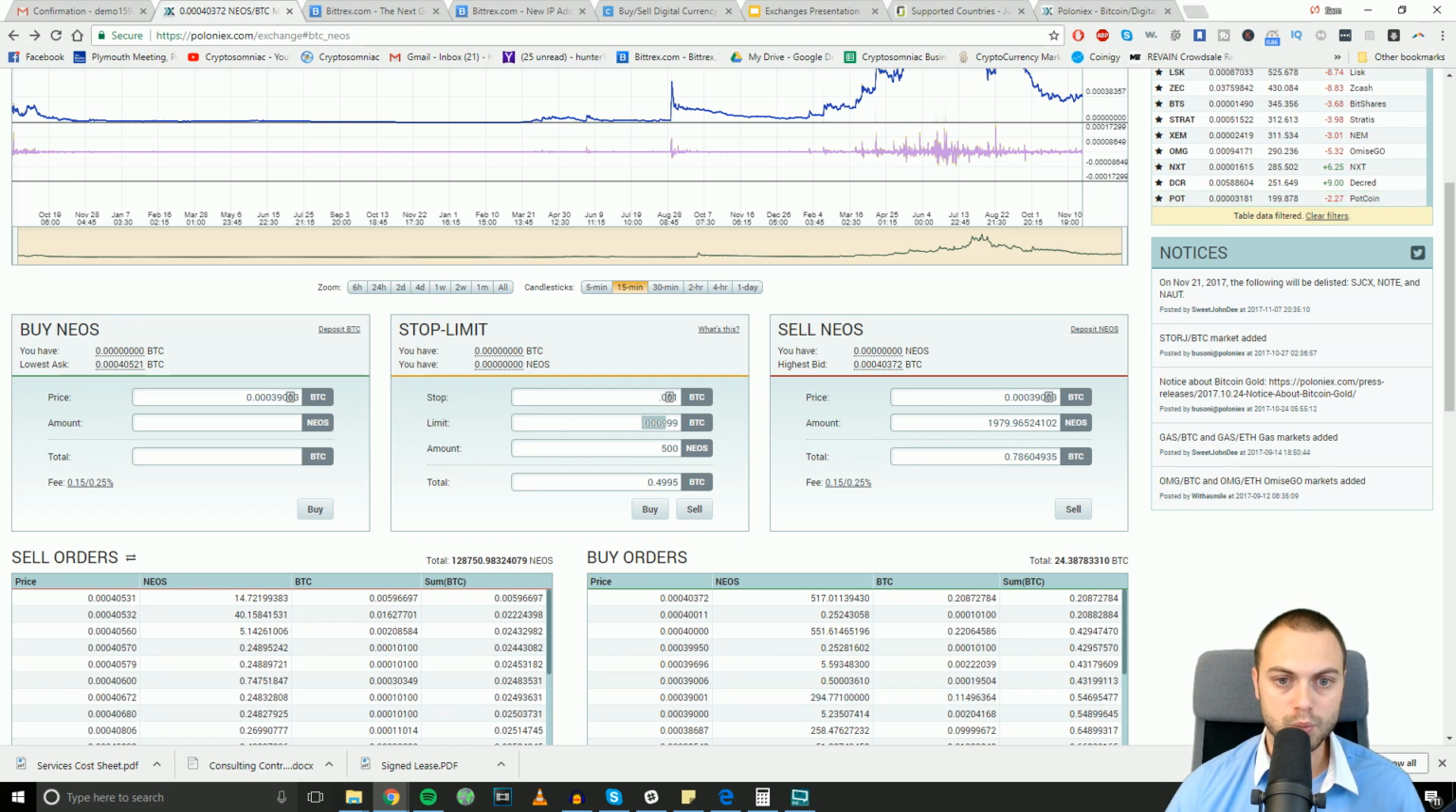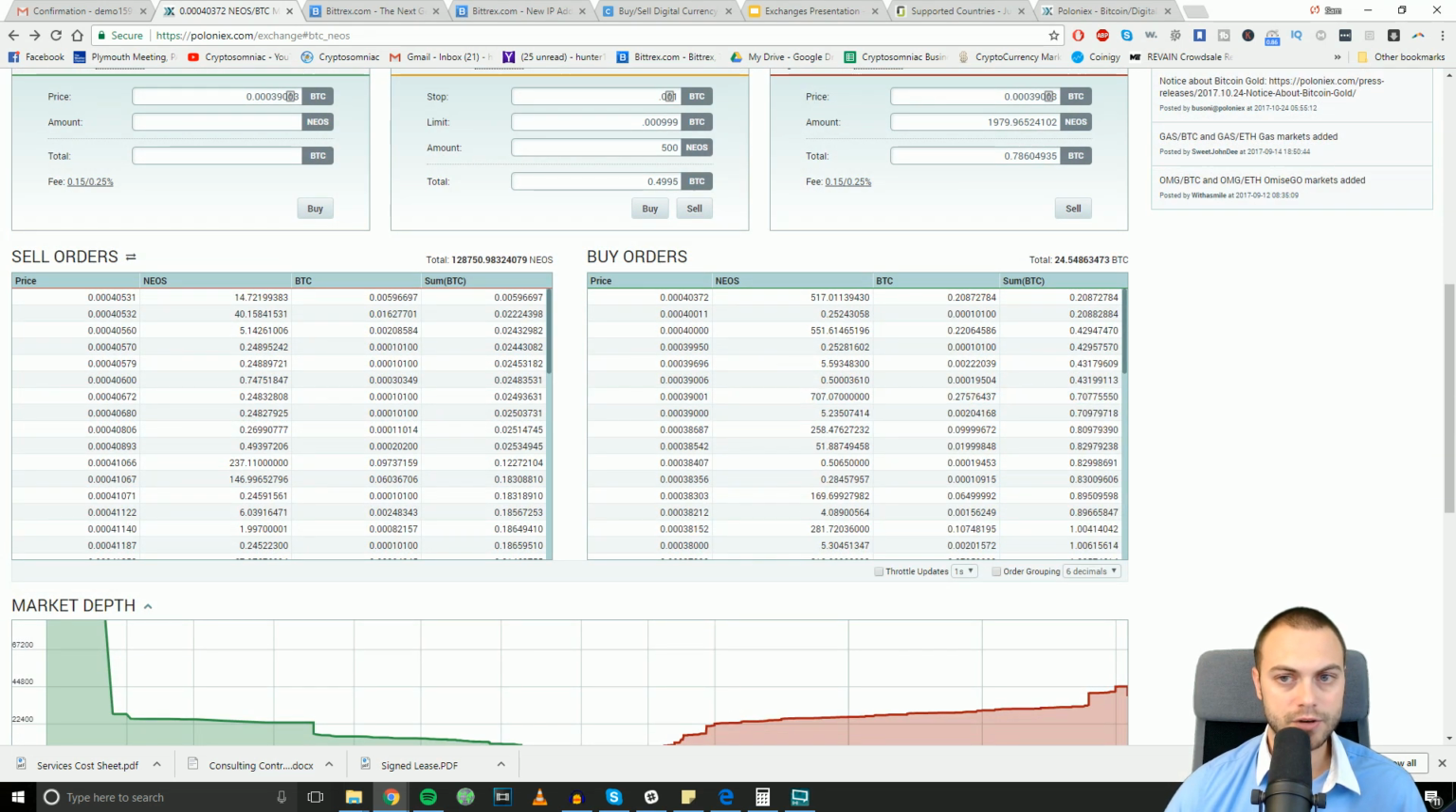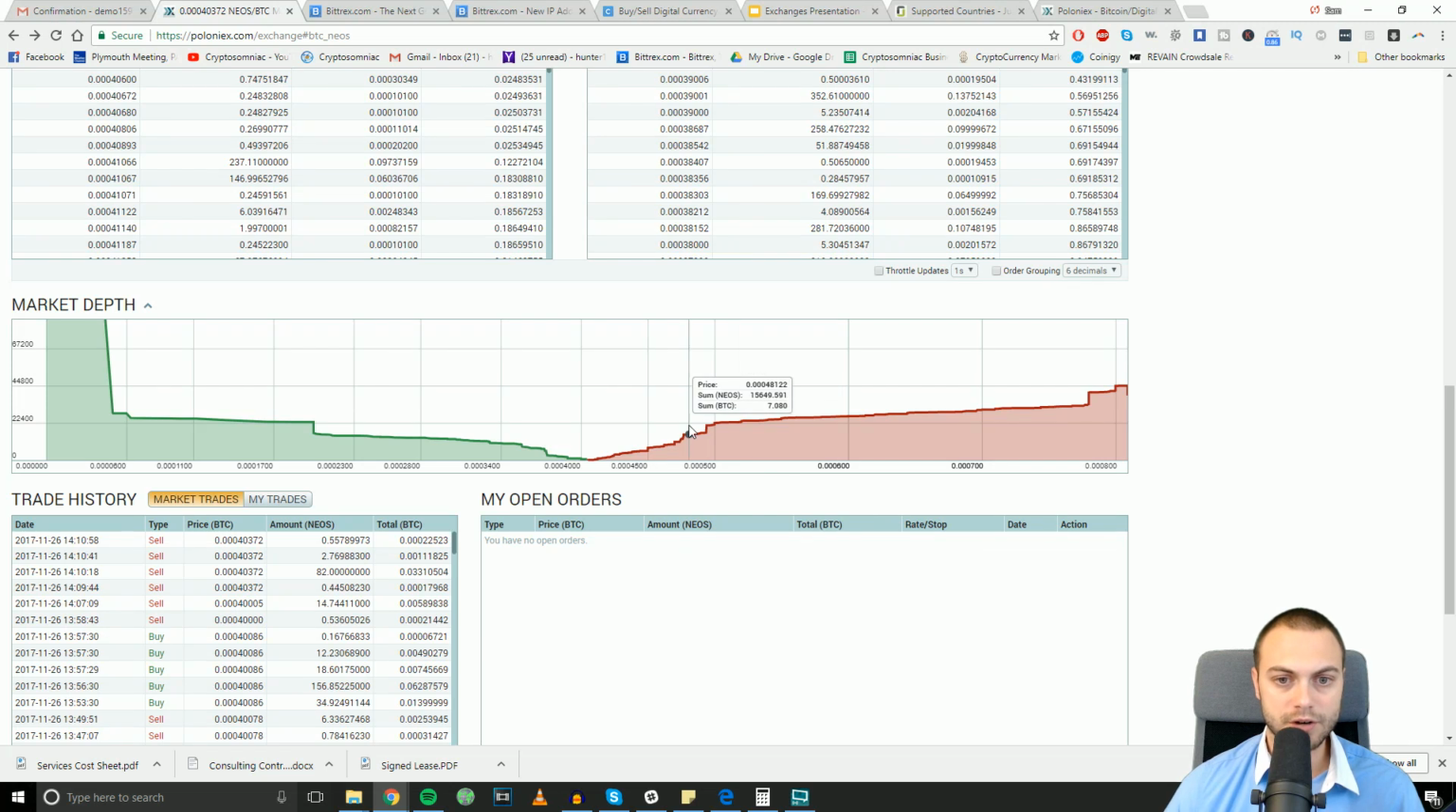The limit would be what price you want to actually buy it for. The amount is the amount that you want to buy, and then the total. And let's just show you guys a little bit of the rest of the page. So this is the order book, left and right, sell orders here, buy orders there. This is a graphical representation of the order book with a bunch of sell and buy walls.